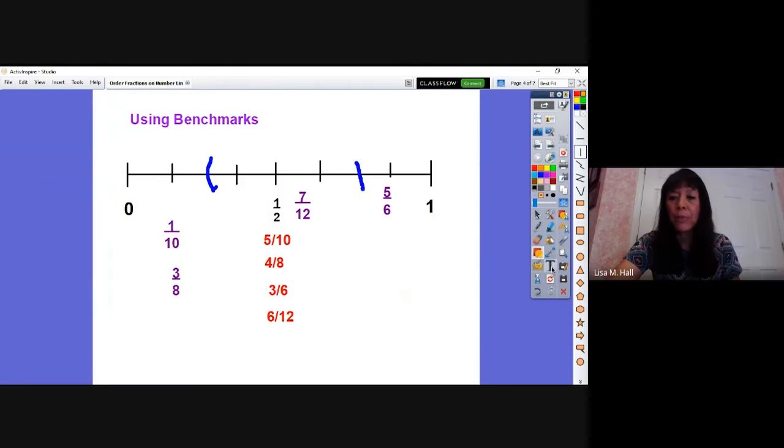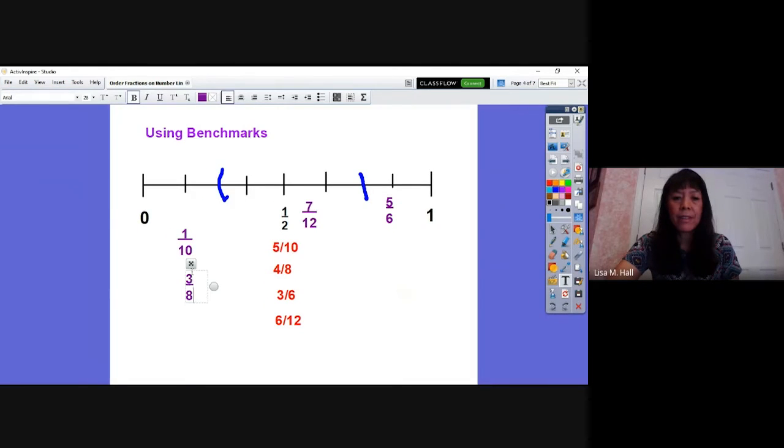So I'm going to put 3/8 right here. 1/8, 2/8, 3/8. And I know I'm not going to even bother drawing tenths. I know that 1/10 is a tiny piece. So I'm confident now that my fractions in purple are in order: 1/10, 3/8, 7/12, and 5/6.